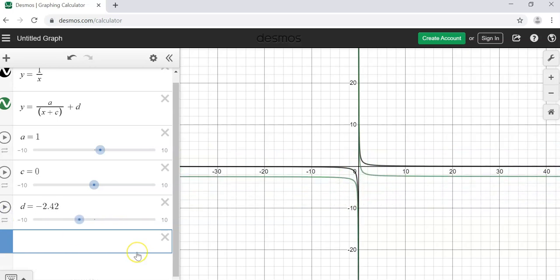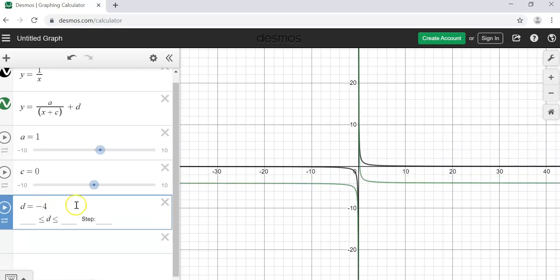So in this case, we are now shifting the position of the horizontal asymptote. So when d is, let's change this to -4. So when d is equal to -4, our horizontal asymptote has now changed to y is equal to -4. So that's how we use transformations to draw some graphs.